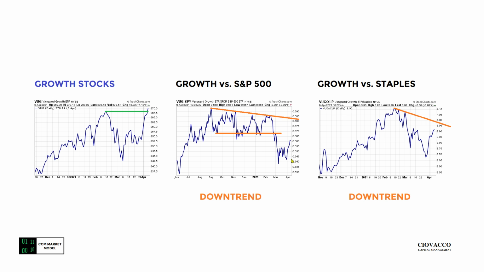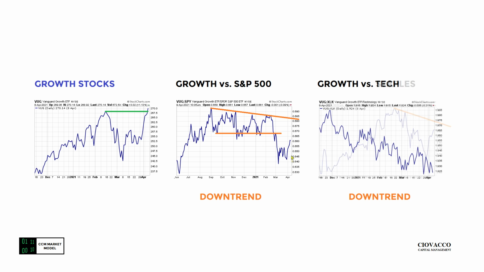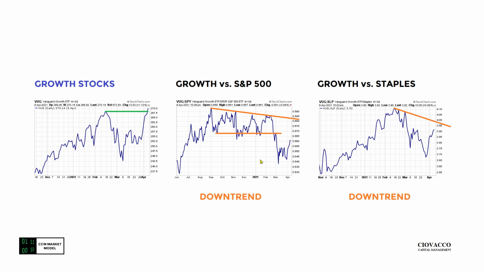How about tech relative to growth? This is VUG divided by XLK. We don't even need to draw a trend line here. This is clearly still in a downtrend. So from a probability perspective, tech has done a better job righting itself relative to the broader growth stock area. If you like tech and growth, then you really want this chart and this chart to start to look more like this chart in the coming days, weeks, and months, and that falls into the to be determined category.